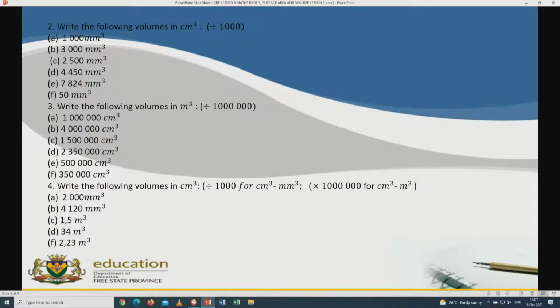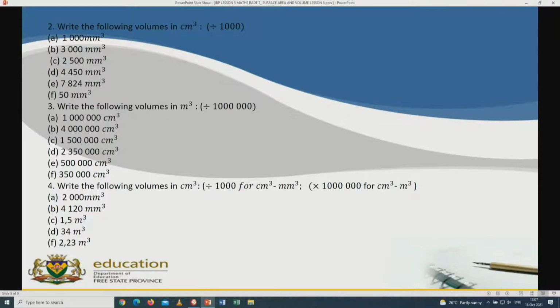The same will apply with E and F. Now let's have a look at the third one, number 3. Number 3, now we are given the instruction to write the following volumes in cubic meters. In number 2, we were converting the cubic millimeters to cubic centimeters. Now we need to convert the cubic centimeters to cubic meters.